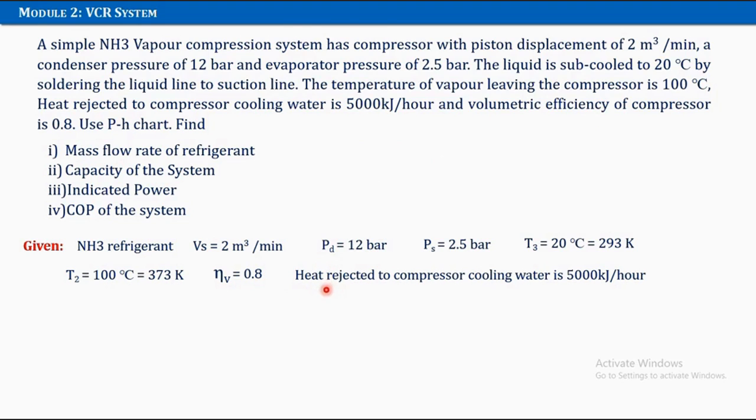And next, heat rejected to the compressor cooling water is given, that is 5000 kilojoule per hour. So that is the data given to us. And what we have to find out: mass flow rate of the refrigerant, COP of the system, indicated power and capacity of the system. So these are the four terms that we have to find out. Let us proceed with the problem solving now.